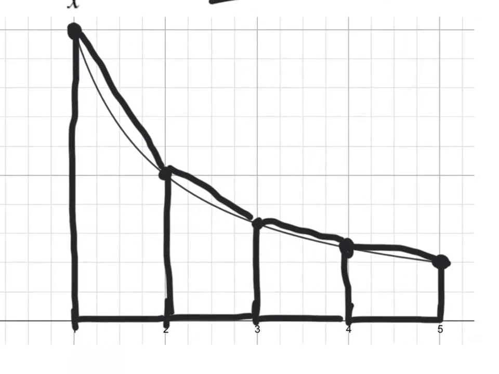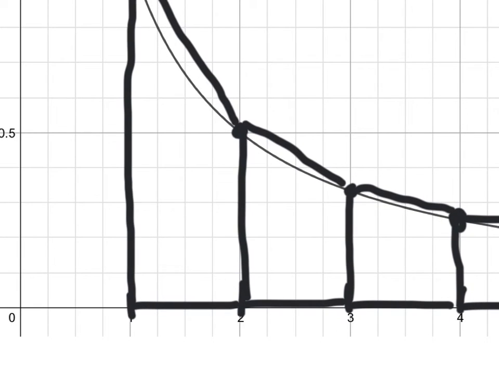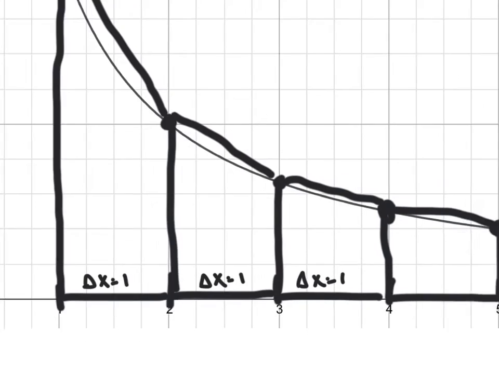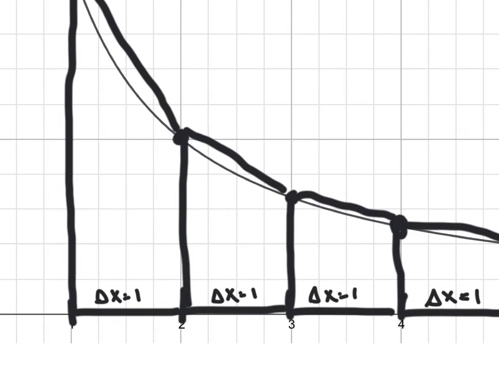So I'm going to come in here and label all of these trapezoids. First, I'm going to call this delta x equals 1, delta x equals 1, delta x equals 1, and delta x is equal to 1. Okay?